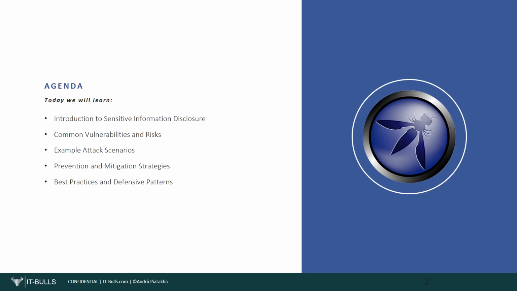We'll begin with an introduction to sensitive information disclosure, where I'll explain why sensitive data matters so much in LLM applications and what kinds of information are at risk. Next, we'll look at the most common vulnerabilities and risks, from personal data leakage to proprietary algorithm exposure and disclosure of business secrets. After that, I'll walk you through several example attack scenarios, showing how these vulnerabilities appear in practice and what impact they can have.